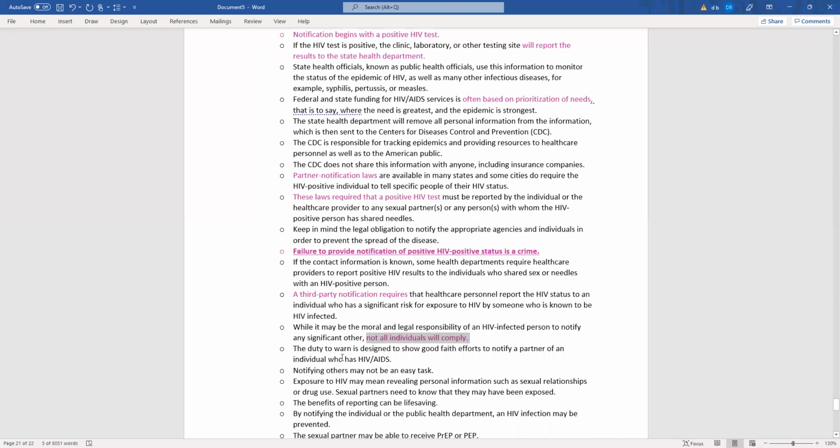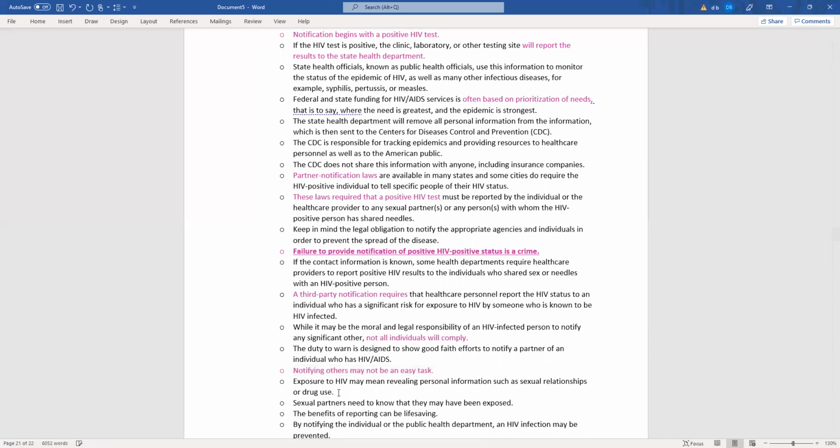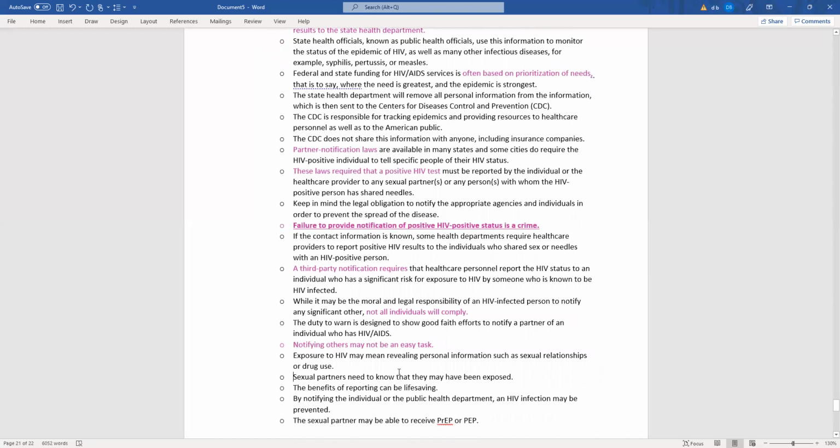The duty to warn is designed to show good faith efforts to notify a partner of an individual who has HIV/AIDS. Notifying others may not be an easy task, but you have to do it. Exposure to HIV may mean revealing personal information such as sexual relationships or drug use. Sexual partners need to know that they may have been exposed. They need to know that.